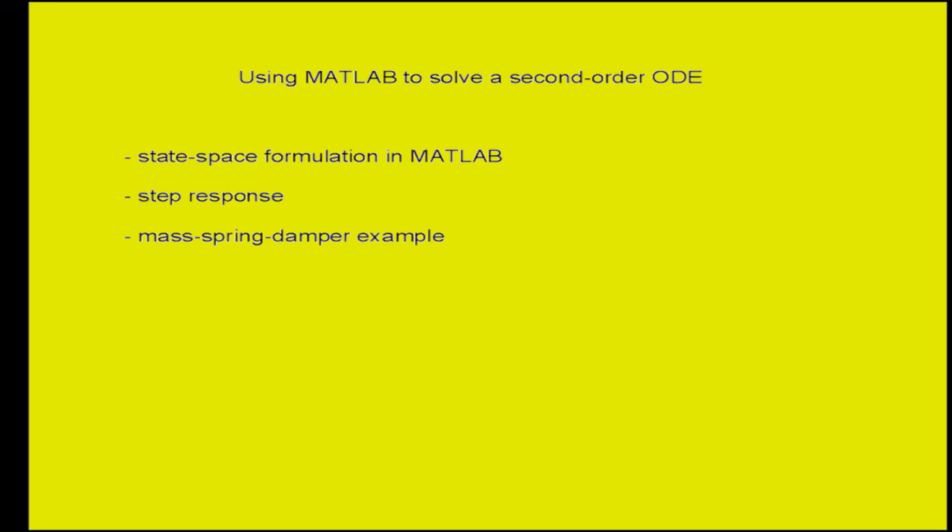We'll examine the step response of a system and show how different parameters lead to fundamentally different responses of the system. And we'll use the mass spring damper that we developed in previous videos as our example problem.